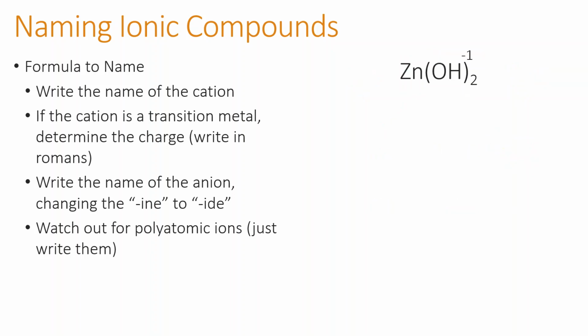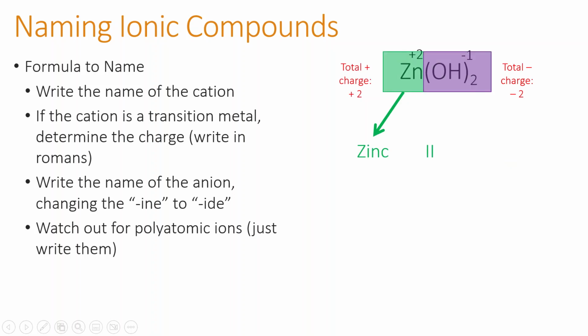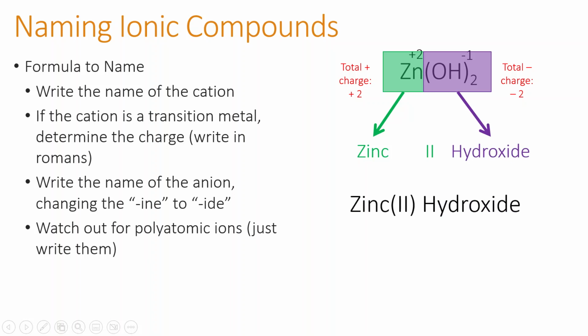Next, we have zinc. I don't know the charge of zinc, but I do know that the charge of hydroxide is -1, so with 2 of them my negative charge is -2. The positive charge must be +2. And there's only 1 zinc. So this would give us zinc 2 hydroxide. We have a polyatomic ion here.